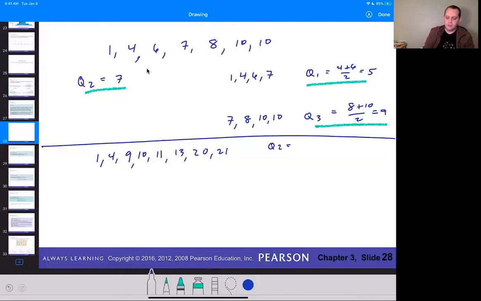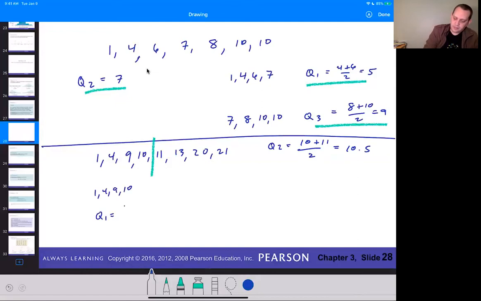The median of this data set is going to be the halfway point between 10 and 11. So it's going to be 10 plus 11 over 2, which is 10.5. And then this is going to split the data into 2 pieces. Here we can think of it as splitting the data into 2 halves. So we have 1, 4, 9, and 10, and 11, 13, 20, and 21.